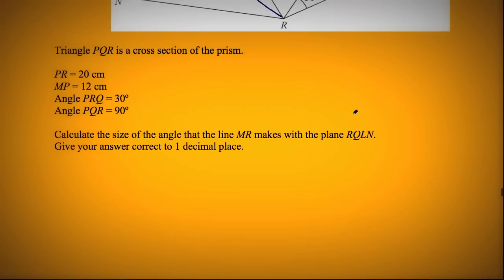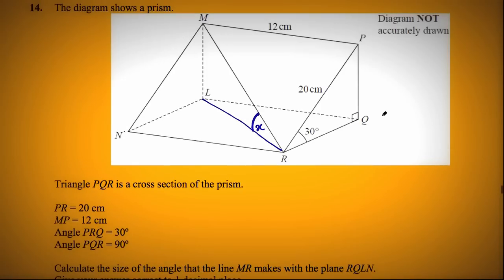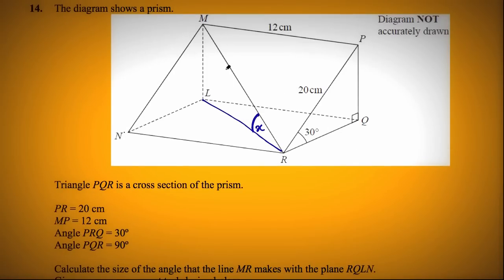So give your answer correct to 1 decimal place. In order to do that, I'm going to need to know the length of line MR. This is a prism, so that is a right angle there. All the faces in a prism are rectangles, so that's going to enable me to work out MR using Pythagoras' theorem.